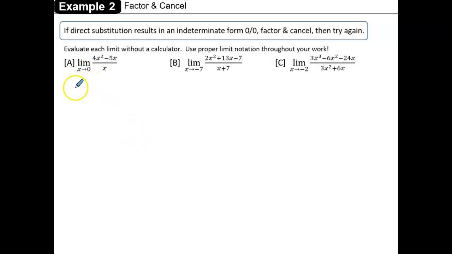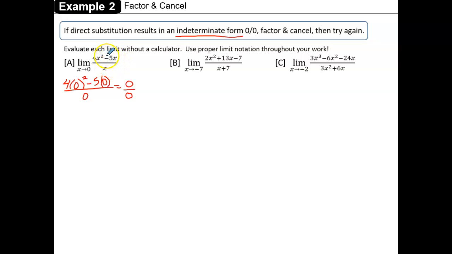Okay, in example 2, let's go ahead and try direct substitution and see what happens. So we're going to evaluate this limit as x approaches 0 of the quantity 4x squared minus 5x all divided by x. So we'll substitute 0 for our x in the numerator, and we'll substitute 0 for the x in the denominator, and we get 0 divided by 0, which is an indeterminate form. An indeterminate form means that we're not able to determine the limit in that form.